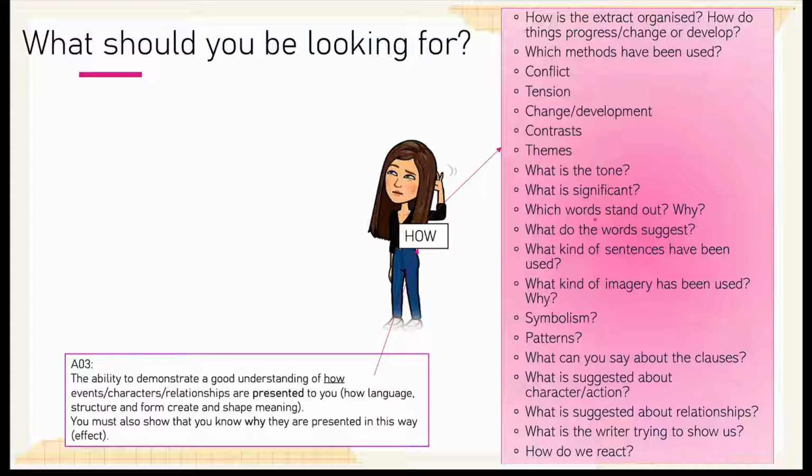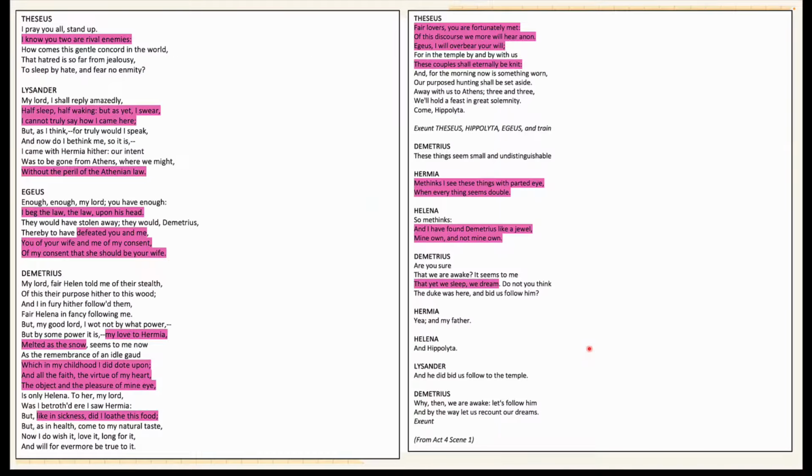Which words stand out? That will help you with your language analysis. What kind of sentences have been used? What kind of imagery? Symbolism? Are there any patterns? Are there any quotations that can be grouped together, which is always a nice thing to try and do? What can you say about the different clauses within the sentences? What is suggested to you about character and action? What is the writer trying to show us? How do we react as an audience?